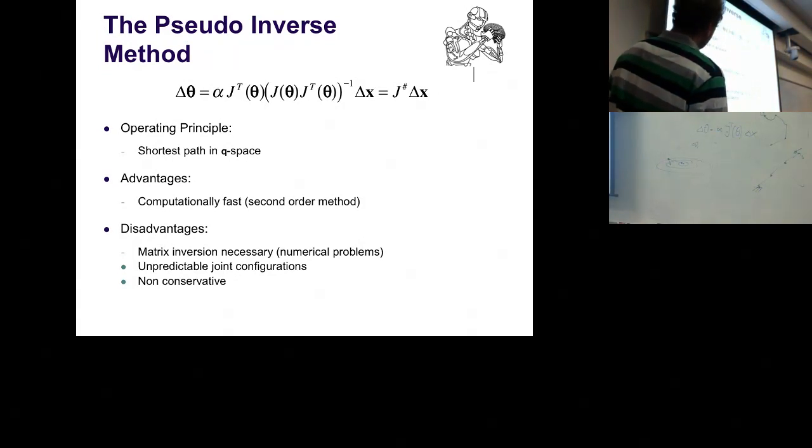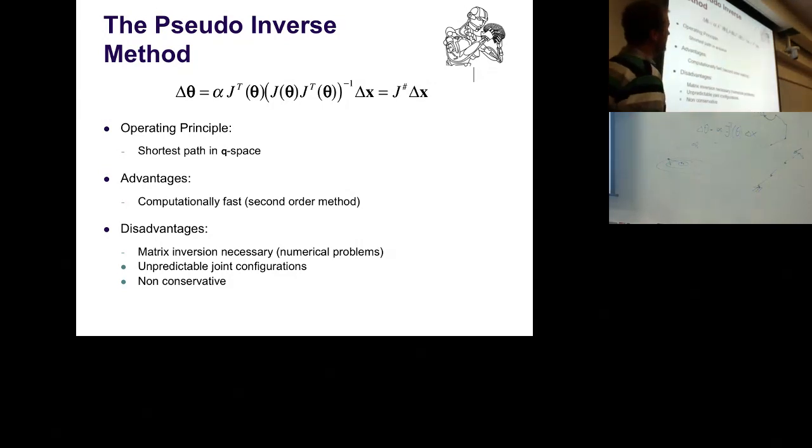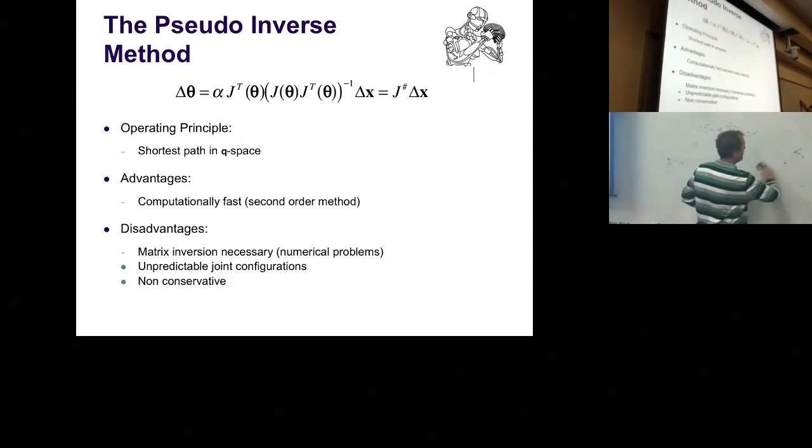So this is the right pseudo-inverse. That's just based on the matrix shape. It's a matrix which has more columns than rows. And the pseudo-inverse just looks like this. You've seen that now many times, also in your homework. And what is interesting now is that this is the shortest path in configuration space. So this will basically try to take you to a target.